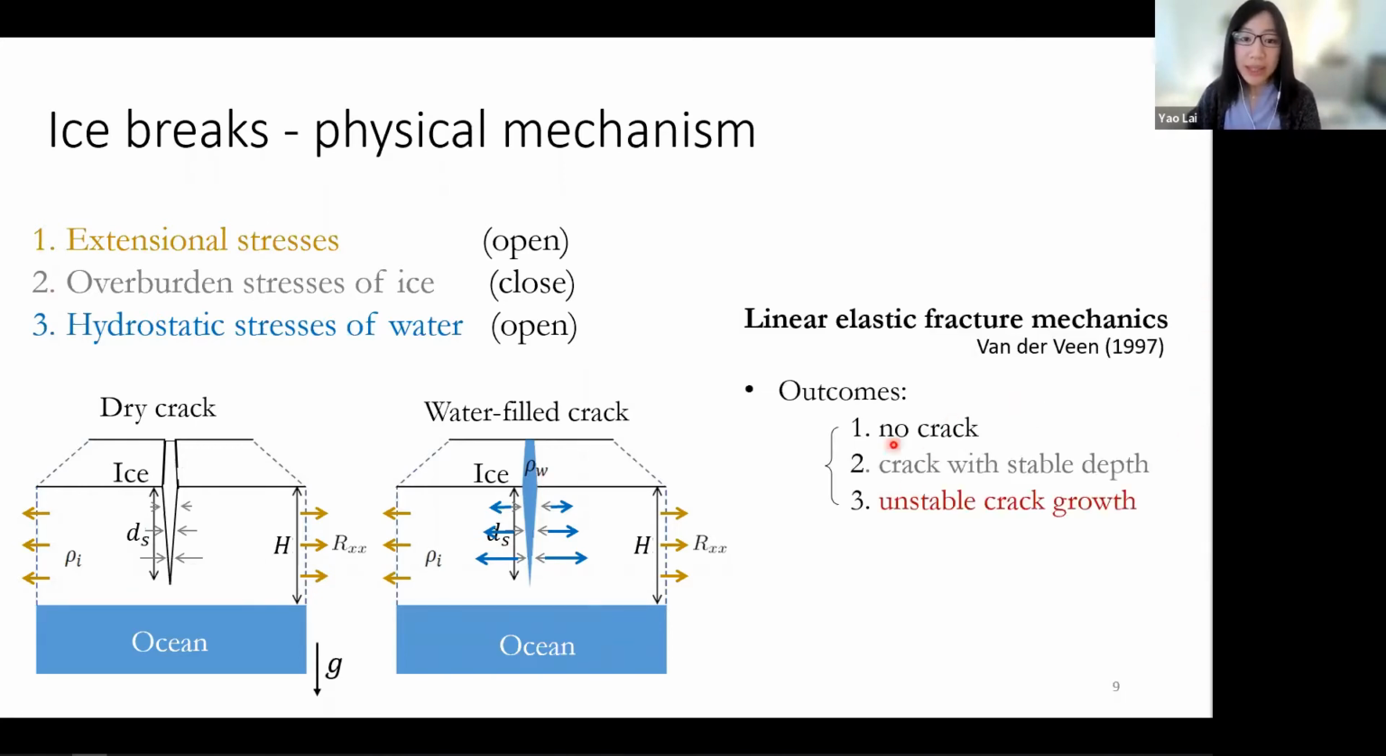So this system has been analyzed by Van der Veen using linear elastic fracture mechanics. And here we will use the same linear elastic fracture mechanics approach to identify 3 different outcomes for the fracture. So there is either no fractures, or we can predict a crack with a stable depth. And the crack can also be unstable, meaning that it can just keep growing until it breaks the entire ice thickness.